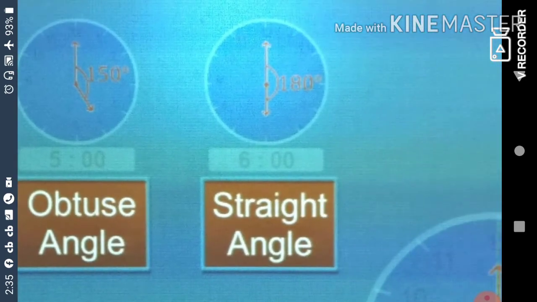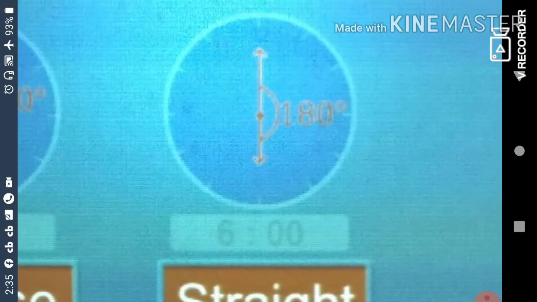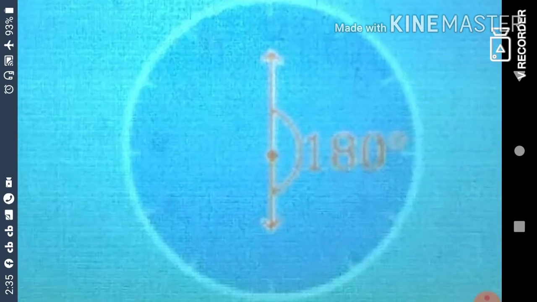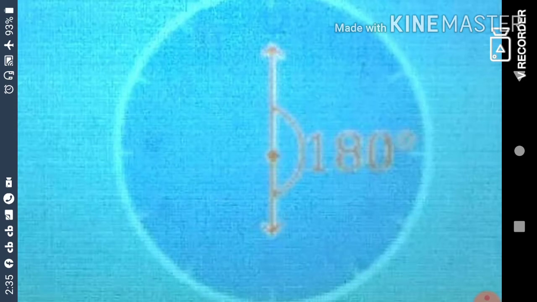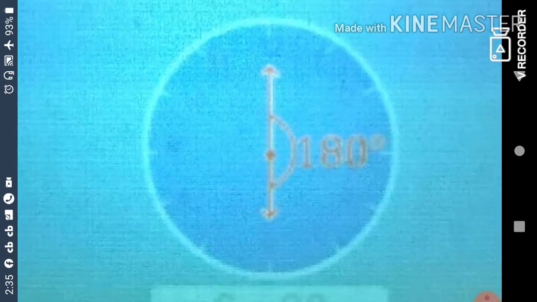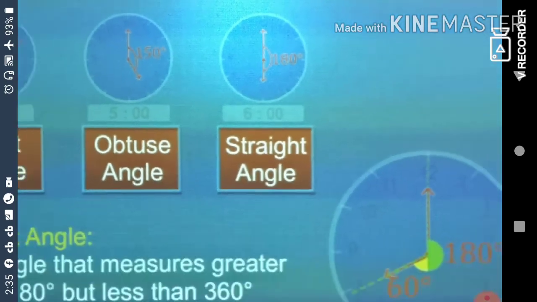Now talk about straight angle. As the word says, straight, so a straight line will come, as you can see here, a straight line. That is called 180 degrees. The angle which measures 180 degrees is called a straight angle.